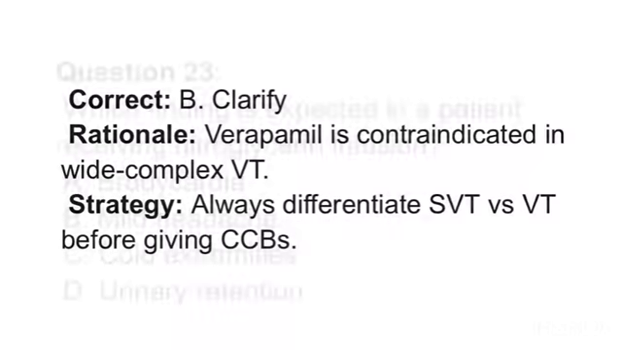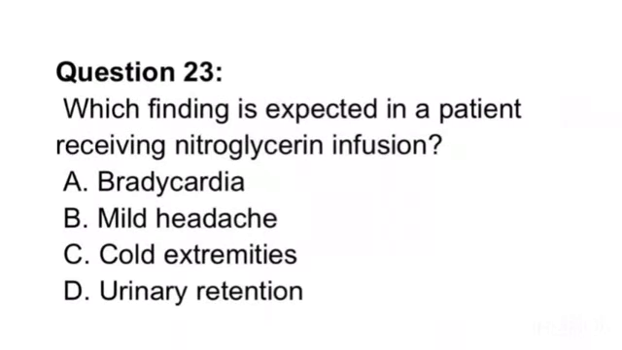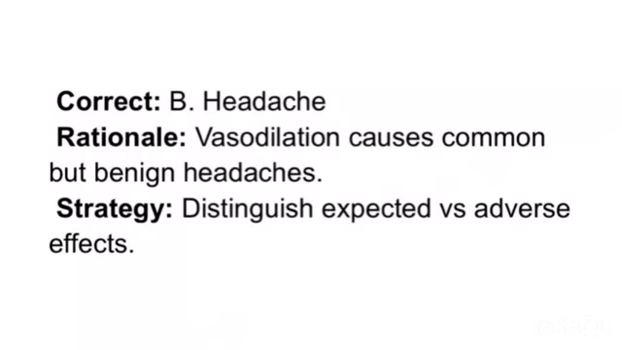Question 23. Which finding is expected in a patient receiving nitroglycerin infusion? A. Bradycardia. B. Mild headache. C. Cold extremities. D. Urinary retention. Correct: B, headache. Rationale: vasodilation causes common but benign headaches. Strategy: distinguish expected versus adverse effects.